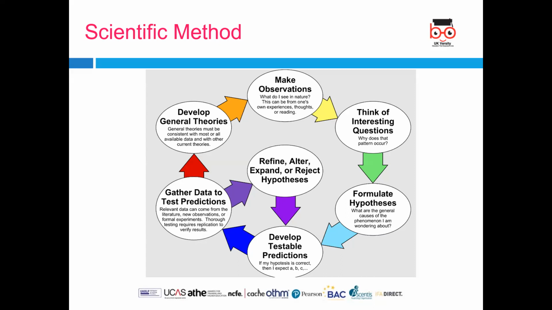Then based on the hypothesis, you generate theories, which are consistent with most of the available data. So for example, if you get a positive hypothesis that people who sleep more than 7 hours experience less fatigue, you develop general theories on that, and then you make observations. So again, the cycle continues. For example, if you see people who are sleeping for 8 hours still experiencing fatigue, you again think of interesting questions and formulate hypotheses. So this is the general life cycle of how hypothesis testing is carried out using the scientific method.